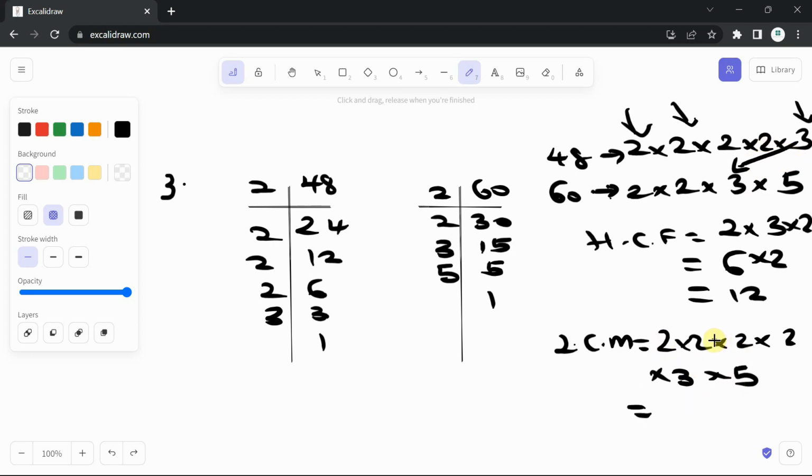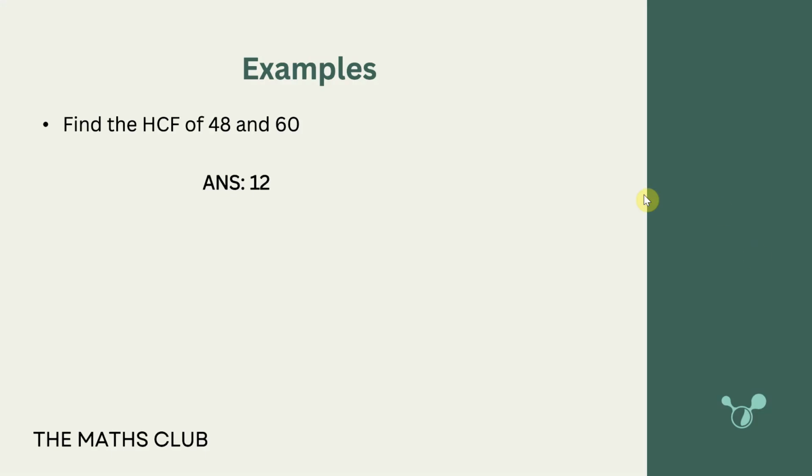2 times 2 is 4. 4 times 2 is 8. 8 times 2 is 16, right? 16 times 3 is 48, right? And 48 times 5, that is what? 240. So now that is that about that particular question.